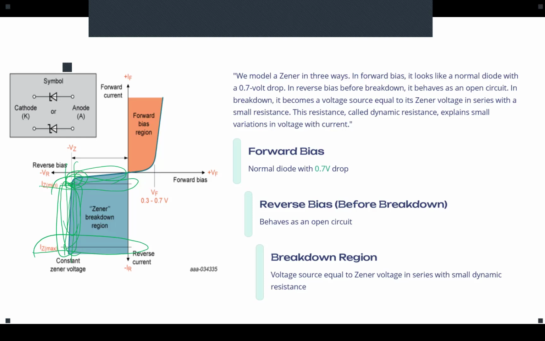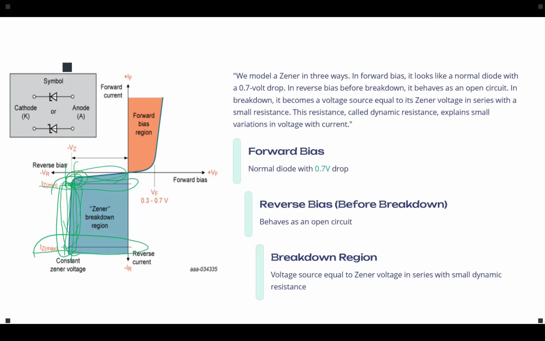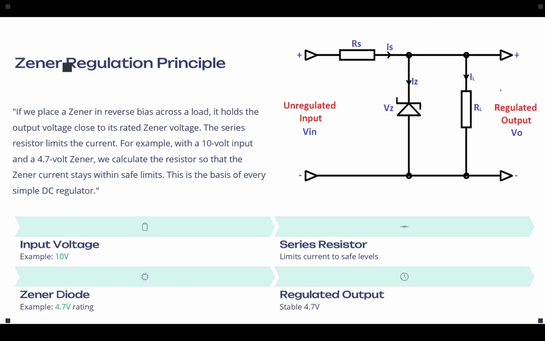So when we work with a Zener diode, we set it in reverse bias, and we make sure that the current passing through the Zener diode, remember, is not the current of the source or the current of the load. The current passing through the Zener diode should be between the minimum current and the maximum current. Are we good? Is that clear? So this is how we work with a Zener.